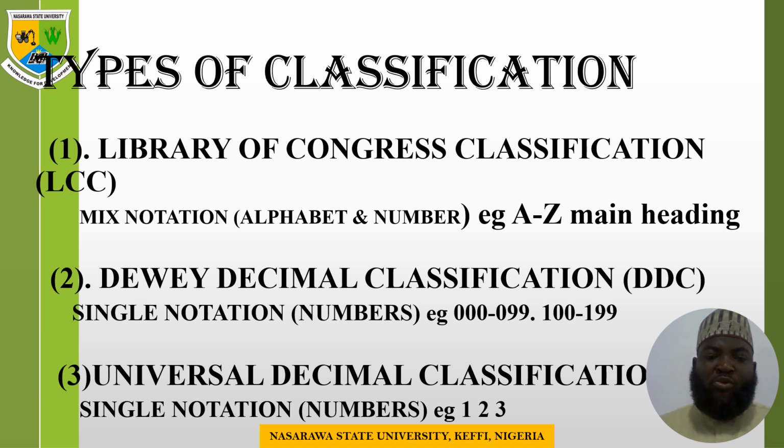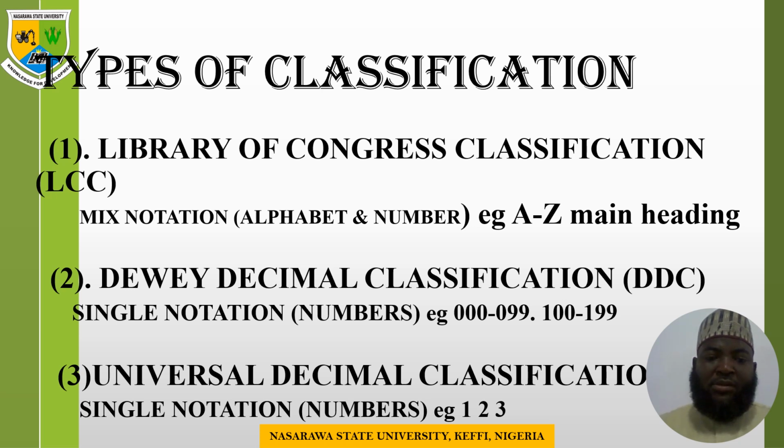The next one is the Dewey Decimal Classification Scheme. This one uses symbol notation. An example of it is 000 to 099, which stands for general material. The next one is 100 to 199, which stands for philosophy.